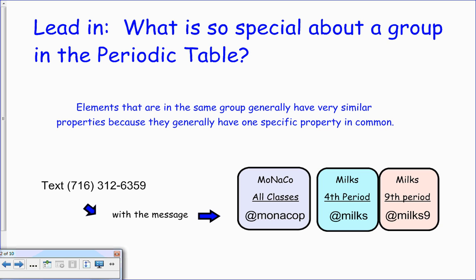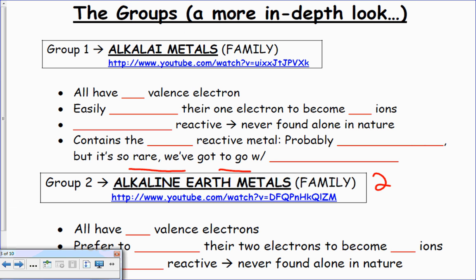What is so special about a group in the periodic table? Well, the thing that's special about a group in the periodic table is that all of the elements in that group have the same number of valence electrons, and therefore they will react similarly to other elements. That one specific property they have in common, one valence electron or two valence electrons in the outside shell, makes them react chemically in similar ways to the other elements in the same group. We're going to get to know about the names in a little more depth.